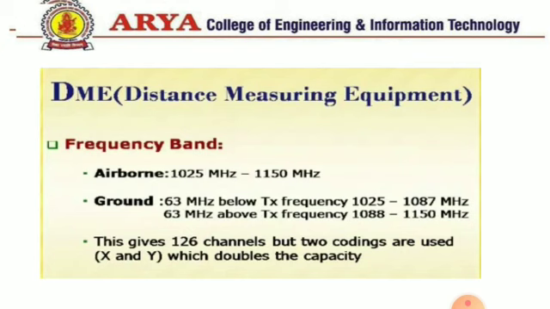The DME operates in the range of 1025 MHz to 1150 MHz. The aircraft and the ground operate basically at 1025 to 1087 MHz, that is 63 MHz below the center frequency, and 63 MHz above the center frequency, that is 1088 to 1150 MHz. This gives 126 channels, and there are two codings, X and Y, to double the capacity.